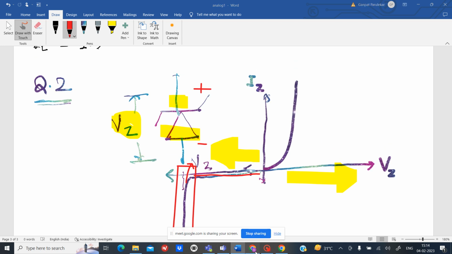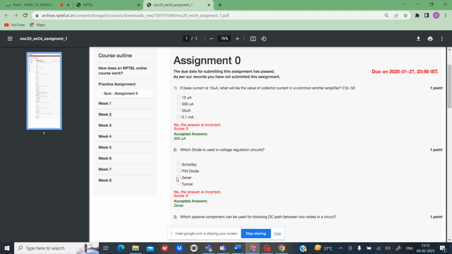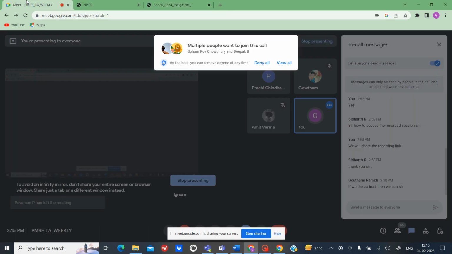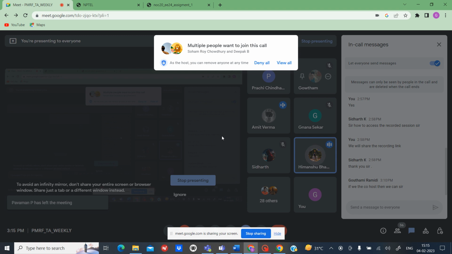So the answer to the question is Zener. Okay, so any doubt in this question? If you have any doubt, please let me know. I will wait for 2 minutes. Okay. No, sir. Okay, fine. Then we will go to question number 3.